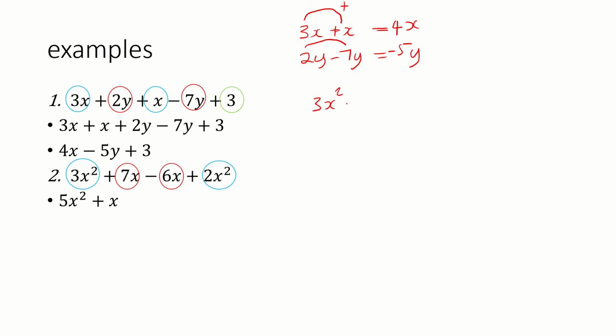3x squared plus 2x squared. The variable remains the same. Then I'm going to take 3 and add it with 2. What is 3 plus 2? It is 5. That's how I got that 5x.